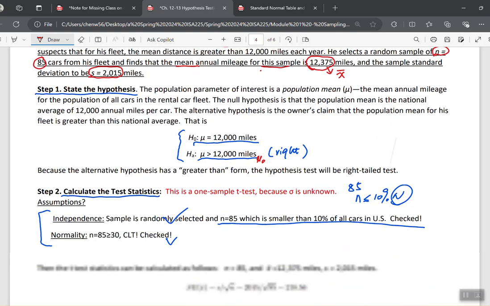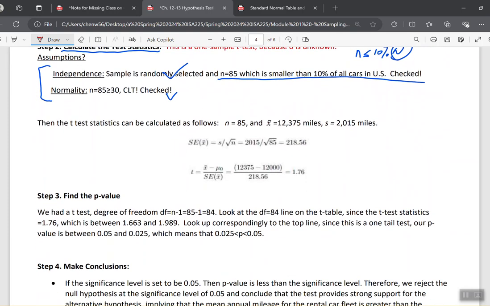So we have the formula: the t-test statistic equals x bar minus mu 0, divided by s over square root of n. Some of you got confused here. So x bar is the sample mean, which is 12,375.